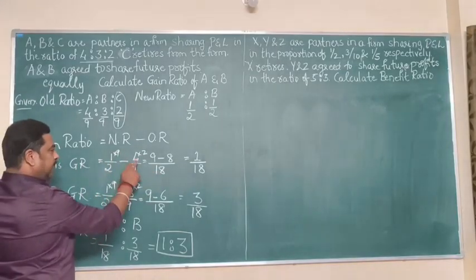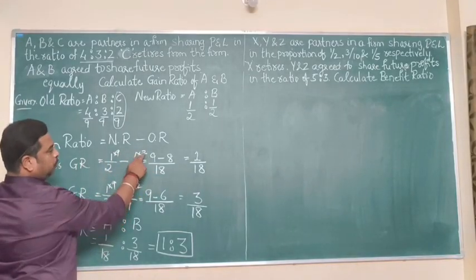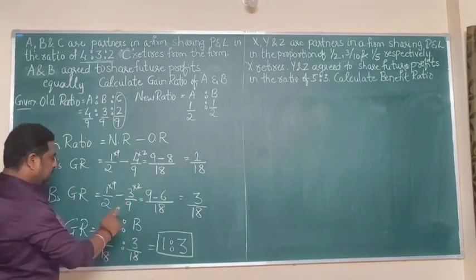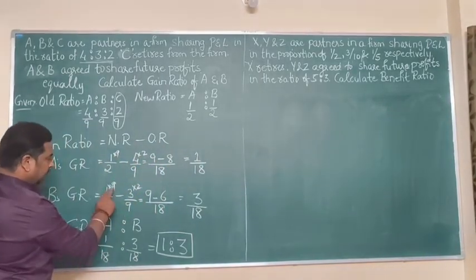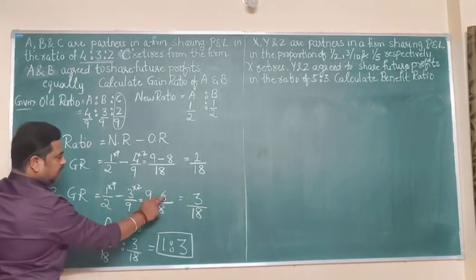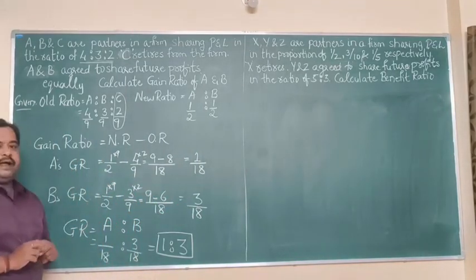1 2 9s are 18, 4 9 2s are 1 9s are 1, 4 2s are 8, 9 minus 8 is 1. Right. 2 and 9 18, 2 9s are 9 2s are 1 into 9 9, 3 2s are 6, 9 minus 6 is 3, 3/18.